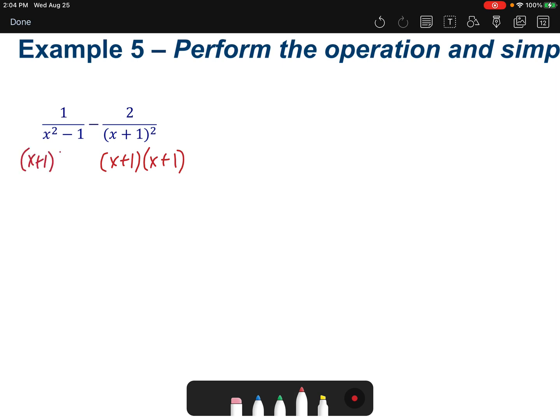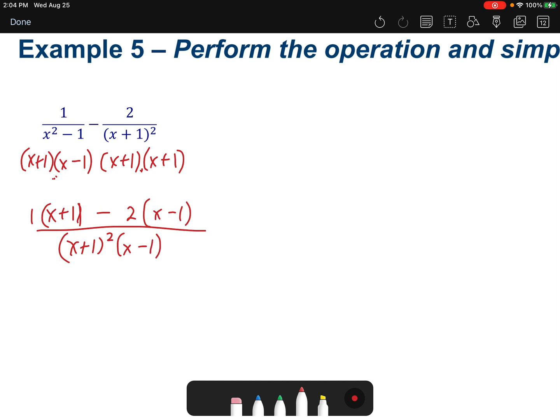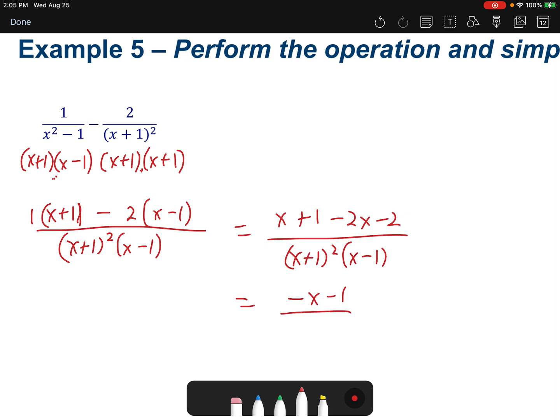So this is x plus 1, x plus 1, x minus 1. Now we have two of them over here, but we don't have it over here, so we need an x plus 1, and that's it on this side, isn't it? Times 1, minus 2, I believe it's x minus 1 is all that's left, correct? So we have x plus 1 quantity squared times x minus 1. To simplify, so that'd be x plus 1 minus 2x minus 2 all over x plus 1 quantity squared times x minus 1. Let's see what this simplifies to.